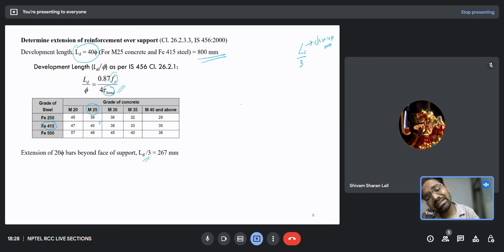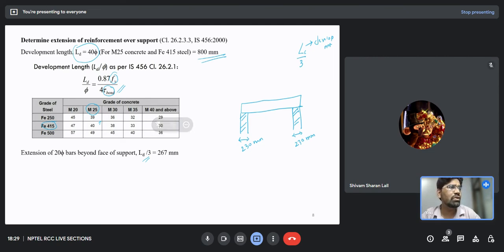Now again, I think there is one issue. In the question, if you had read it properly, suppose this is my simply supported beam, and my supports were given to be of width 230 mm. How can I extend my bar by 267 mm when my support is only 230 mm? What should I do now? We need to increase the width of the bearing. The width of the bearing I cannot increase. That is the limitation given in the question. We have a wall of 230 mm and the beam is lying on that.